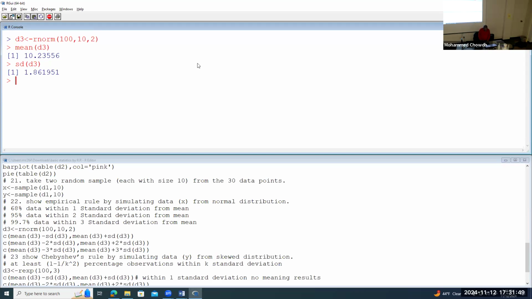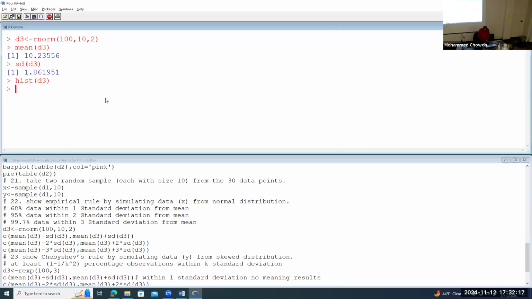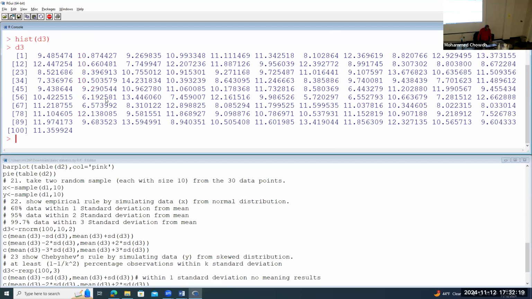Now, if I take a look at the histogram of D3, it looks like normal, right? Going like this way. So 50% is below the 10 and another 50% above the 10. It is the normal look, right? Okay. So now within 1 standard deviation, this is the D3 data. I will just compute one physically in order to convince you.